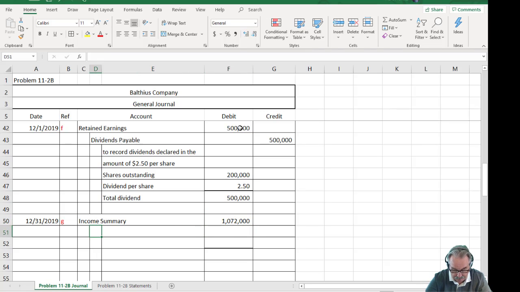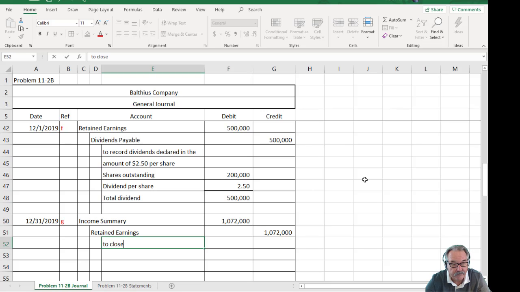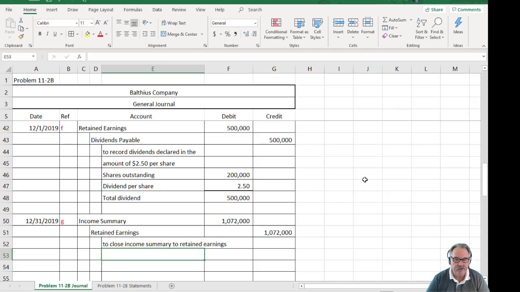and we will credit retained earnings. We know that retained earnings goes up with income, goes down with a dividend, so that's why we're crediting the retained earnings account. And this is just to close income summary to retained earnings. So those are all the transactions.